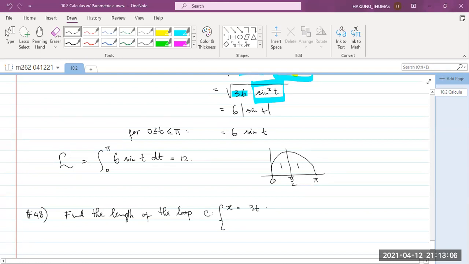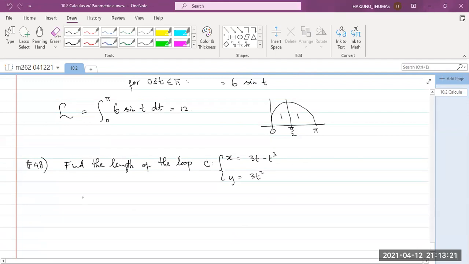x equals 3t minus t cubed and y equals 3t squared. To be honest with you, I don't know how to do this problem, but let me show you what makes it difficult. They tell us there's a loop. Once you have a loop, it means there's a coordinate that the curve actually hits twice at different times, at time A and at time B. You see what I mean? Later on, we need to find the length of this loop.